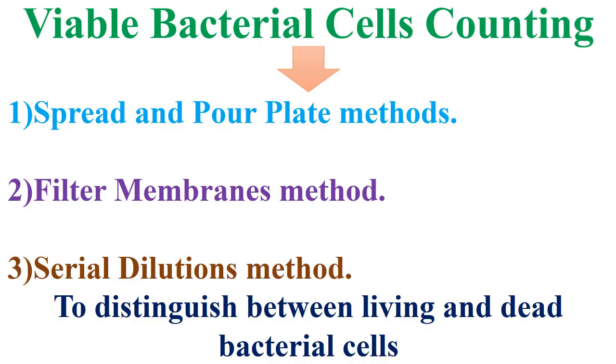While viable bacterial cell counting includes 3 methods as well: spread and pour plate methods, filter membranes method as well, and serial dilution method, to distinguish between living and dead bacterial cells, as mentioned in the next 3 slides.